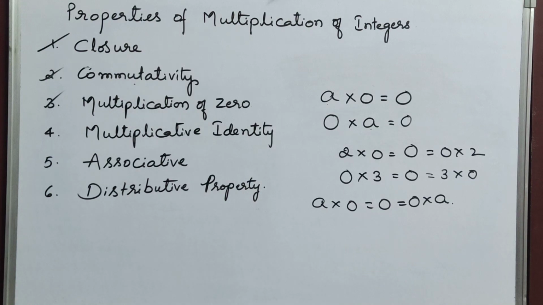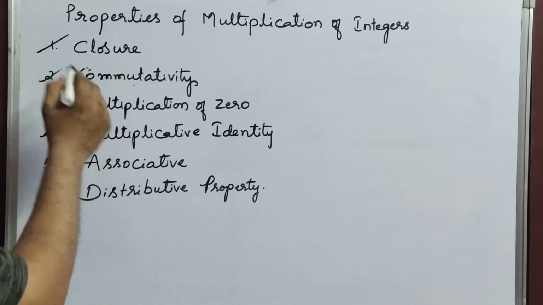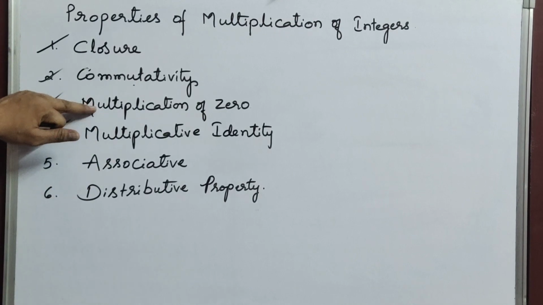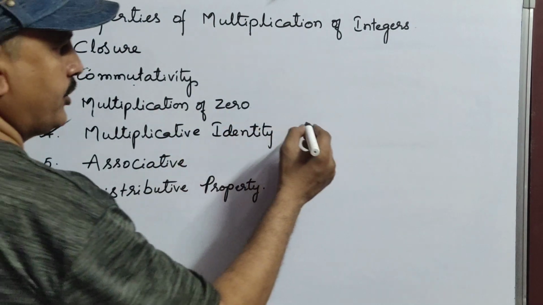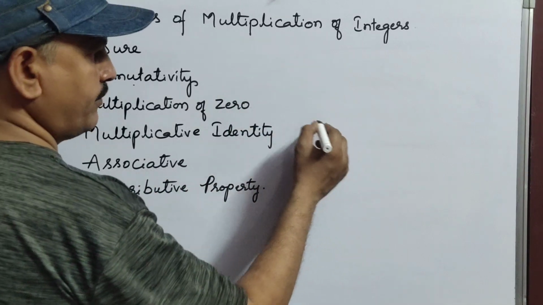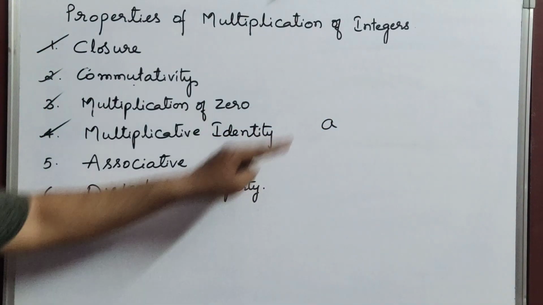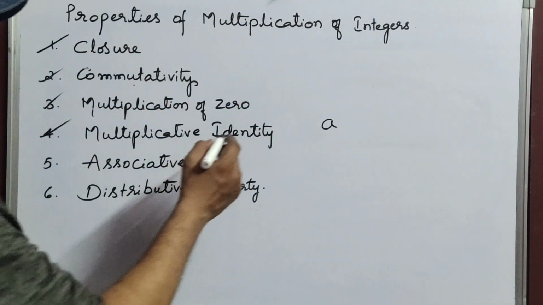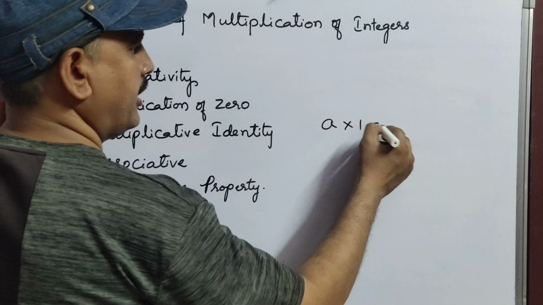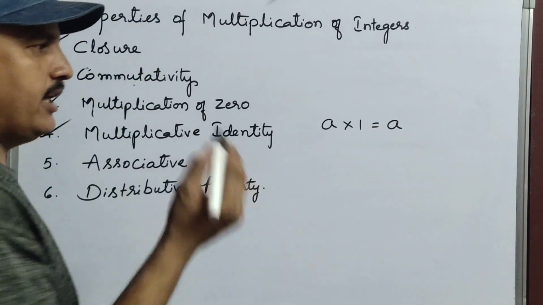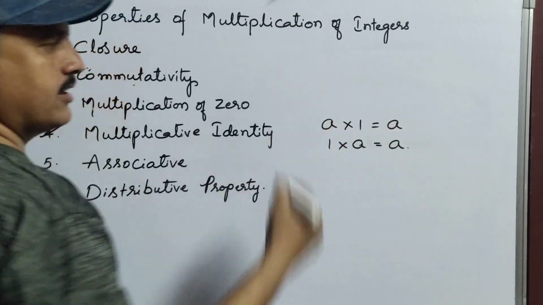So the next one is multiplicative identity. Actually, what is the difference between multiplication of 0 and multiplicative identity? See here. Multiplicative identity means if you multiply any number with 1, suppose you take a as some number, or integer. So a is any integer. If you multiply a with 1, what are you going to get? a times 1 is a. Similarly, 1 into a, vice versa, again you will get the answer a.